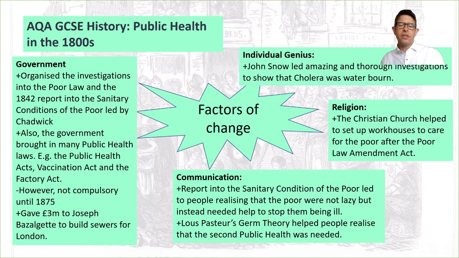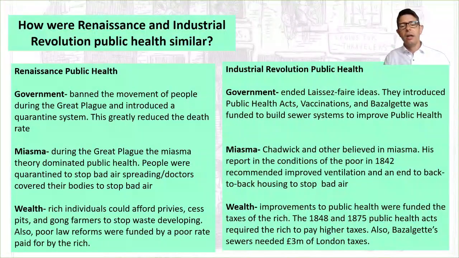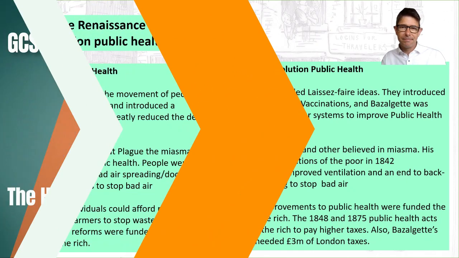And wealth in both times is quite important as well. Rich people in the Renaissance time are paying for gong farmers' cesspits. They are funding the poor law reforms. And again, in the 1800s, they are the ones paying the taxes for the Public Health Act and the London sewers that are having such an impact.